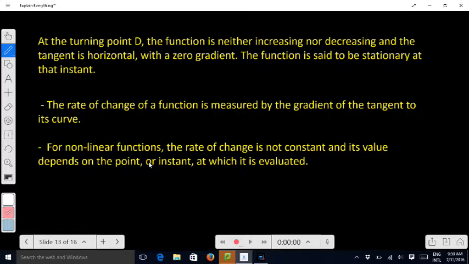At the turning point, the function is neither increasing nor decreasing. If we have a look at that example again, at point D, if I draw a tangent, it should be pretty much horizontal, meaning the function is neither increasing nor decreasing. So we've got a horizontal tangent, meaning the gradient is 0. The rate of change of a function is measured by the gradient of the tangent to its curve, and for nonlinear functions, the rate of change is not constant and its value depends on the point or instant at which it is calculated.